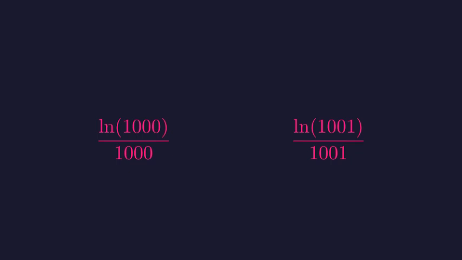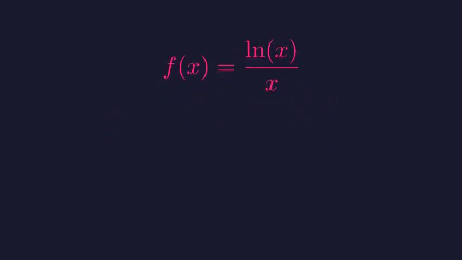Now notice the symmetry. Both sides are now expressions of the same underlying function, the natural log of x divided by x. To solve our problem, we simply need to determine if this function is increasing or decreasing for large numbers. We do this by taking the derivative.